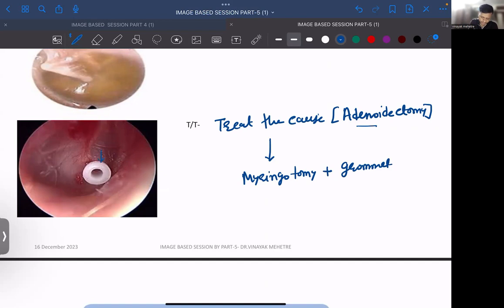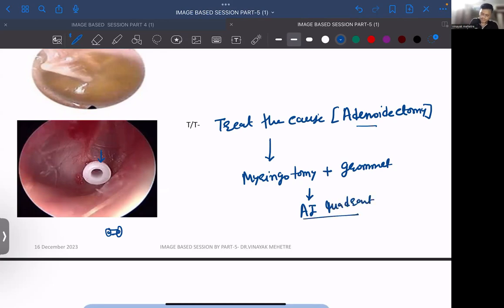Grommet is nothing but a small button-shaped tube which we will insert. Where do we do myringotomy and insert the grommet? The answer over here has changed. That is the anterior inferior quadrant.